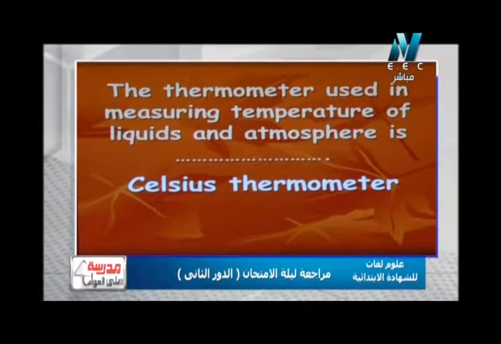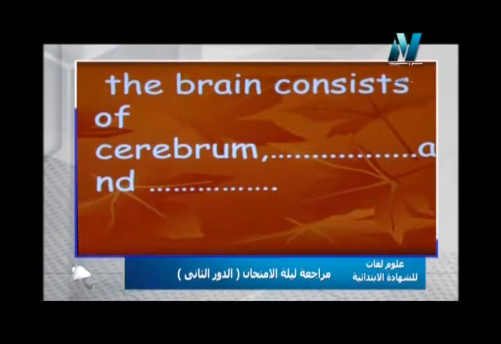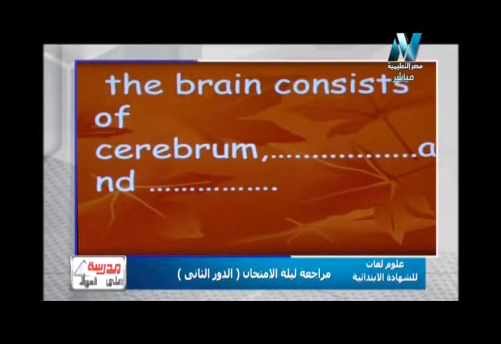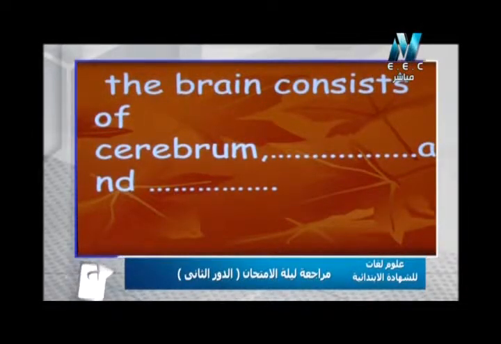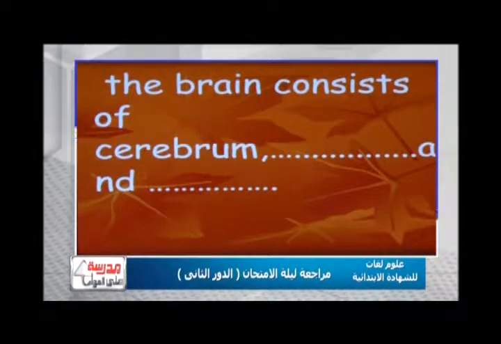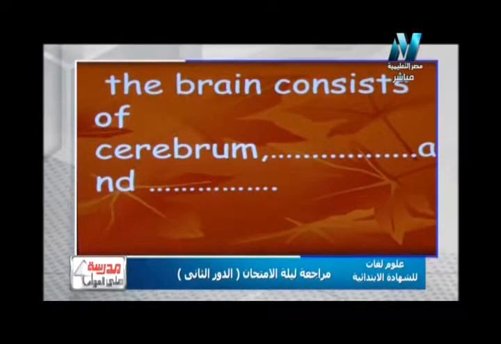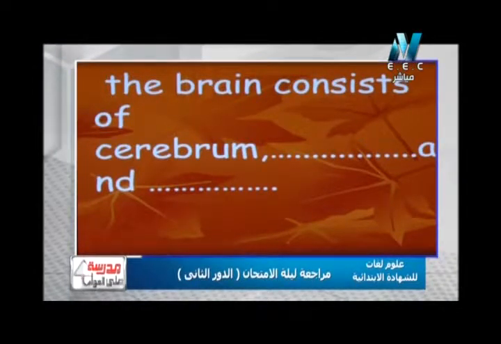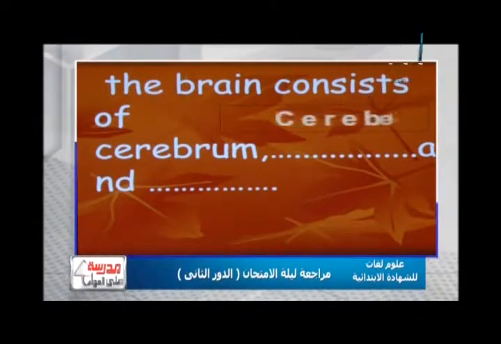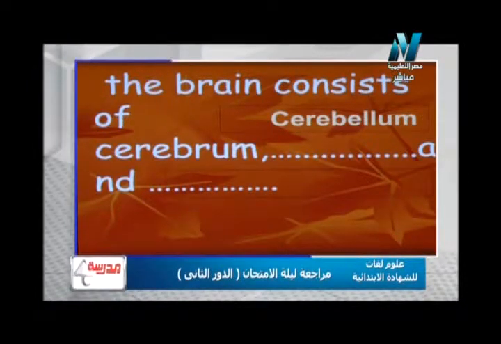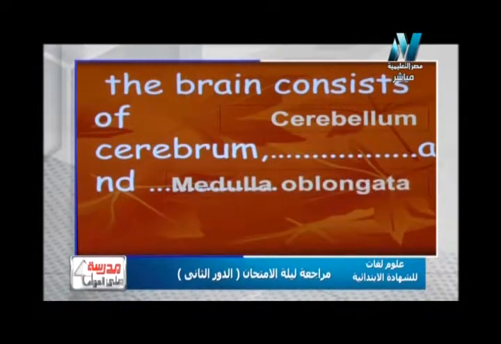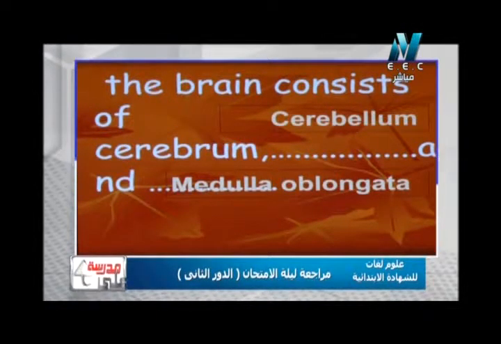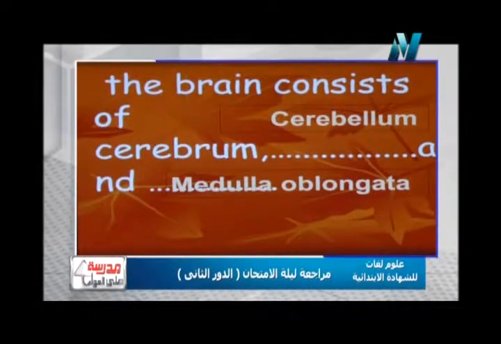Another question. The brain consists of cerebrum, point, and point. Again, the brain consists of three main parts. The brain, or as we called it during the study the brain system, consists of cerebrum, which is the brain itself, and cerebellum, and at last the medulla oblongata. So we have three parts of the brain which are cerebrum, cerebellum, and medulla oblongata. Cerebrum is the brain, cerebellum is the small brain, and medulla oblongata is what we call the brain stem.